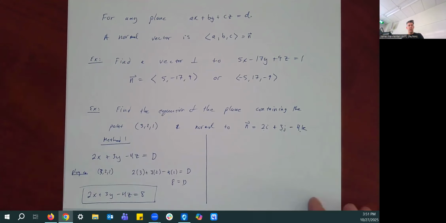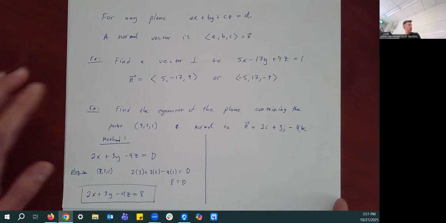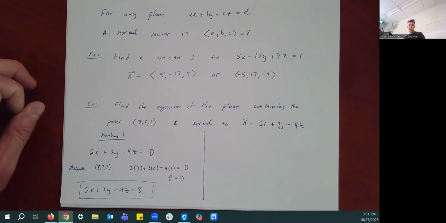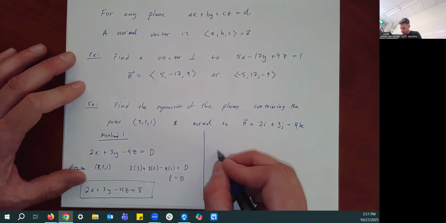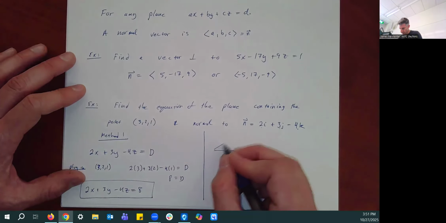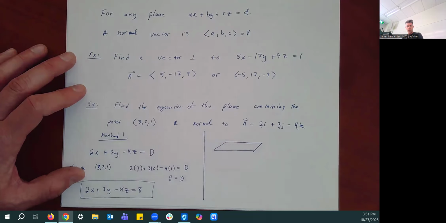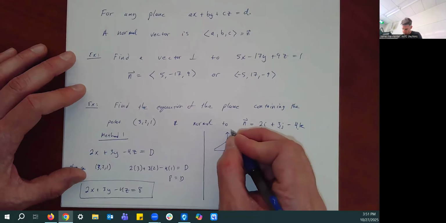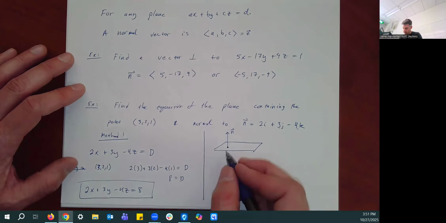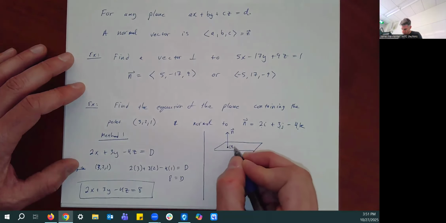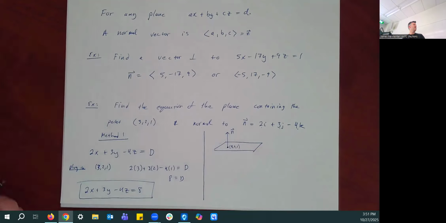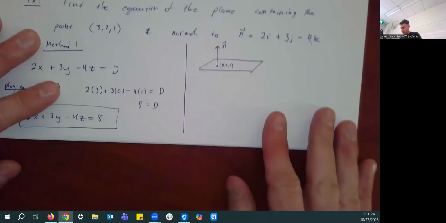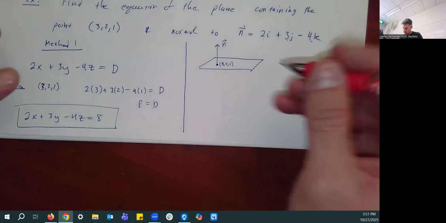Or you can do it the way the book does it, which is also good and actually does show something. So the idea here is the following. You're trying to find the equation of this plane. And you know that this vector is normal to it. And also this plane contains the point 3 comma 2 comma 1. It doesn't just contain that point, though. It contains lots of points.